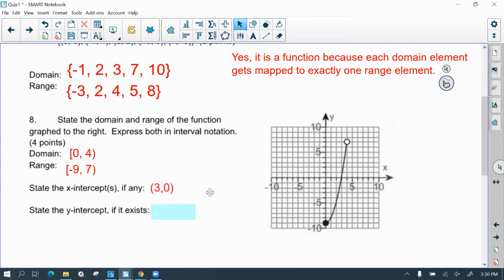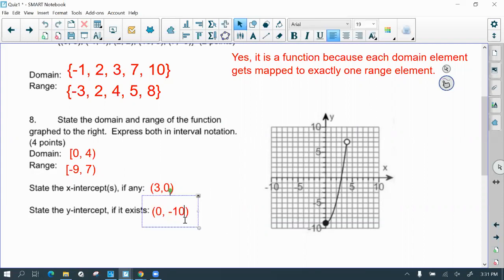The x-intercept is where it hits the x-axis, which is 3, 0. And the y-intercept is where it hits the y-axis. And I know I screwed that up. That should be -9. It hits the y-axis at 0, -9.